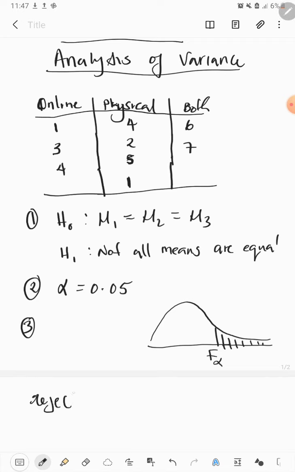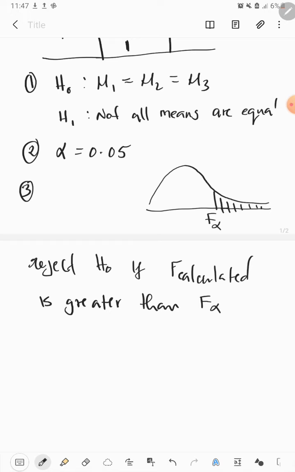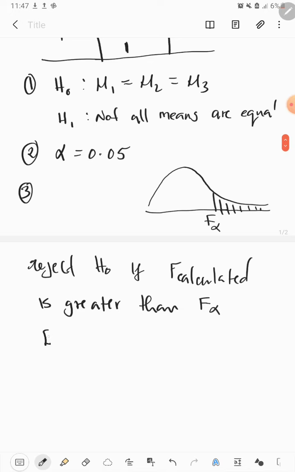Reject H naught if F calculated is greater than F alpha. You have to find that F alpha, because you have to state the value here. Don't just say F alpha, you have to state the value.